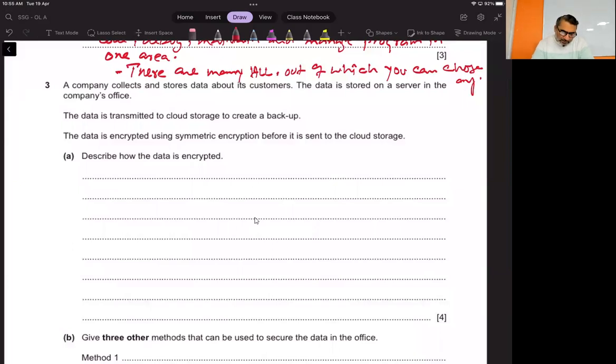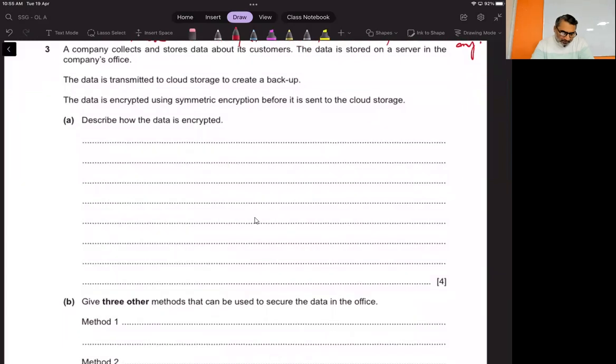The data is encrypted using symmetric encryption before it is sent to the cloud. Describe how data is encrypted. Now, basically, this question is related to an encryption algorithm, which is symmetric. Symmetric means that both the client and the server are using one single key. I told you in the other class that whenever they ask for any mechanism that is based on software, the first line that you write is that it uses an algorithm. So we'll start that way.